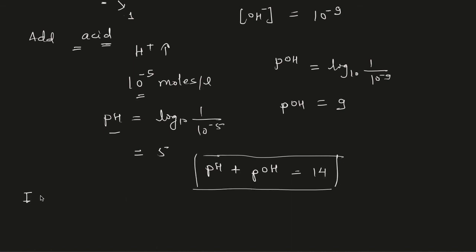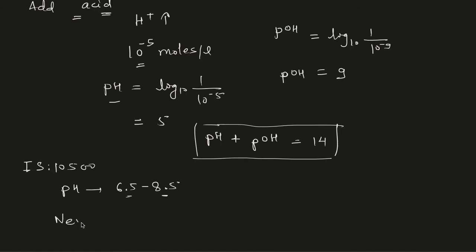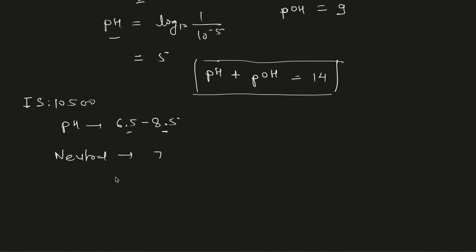Now if we talk about the limit of pH as per IS code for drinking water, as per IS 10500, the permissible limit for pH is between 6.5 to 8.5. If the value is less than 6.5, then it will be highly acidic, and if the value is above 8.5, then it will be highly basic. That is, if the water is neutral, then the pH value is 7, and if it is less than 7, then the water is acidic. If the value is greater than 7, then the water is called basic.